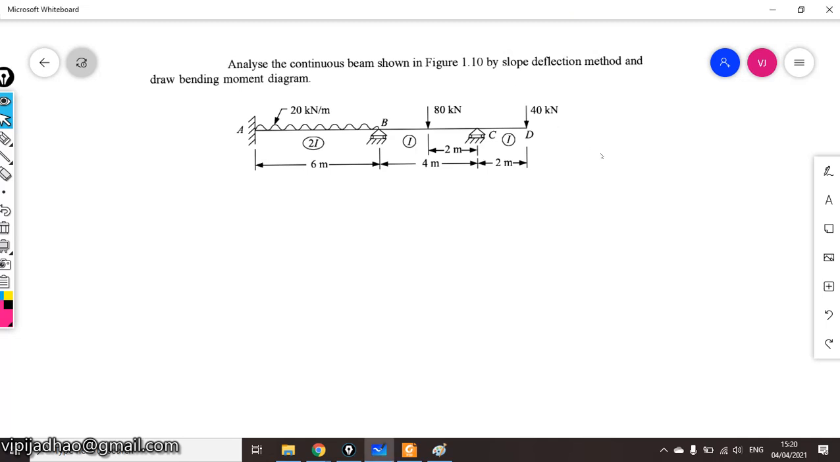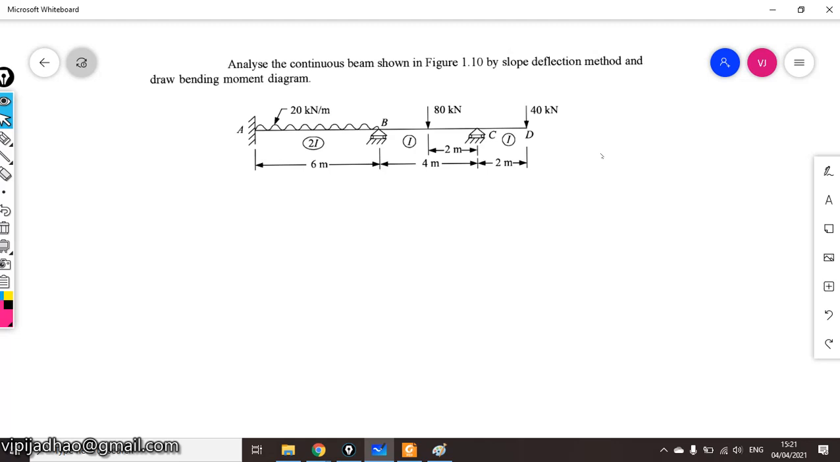Okay, so the second problem on this slope deflection method is this: analyze the continuous beam shown in this particular figure by using slope deflection method. Now you can see here we have a continuous beam ABCD, which is having some overhanging part CD. It is subjected to a load of 20 kilonewton per meter, uniformly distributed load over the span AB.